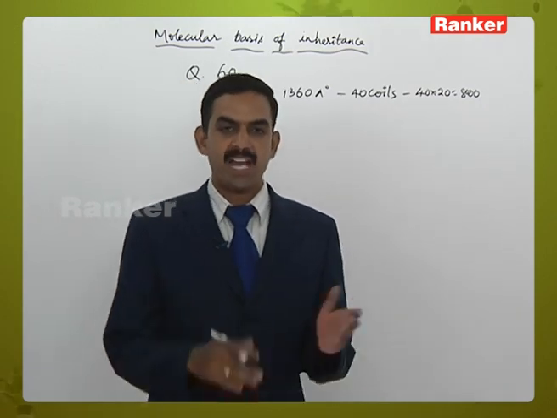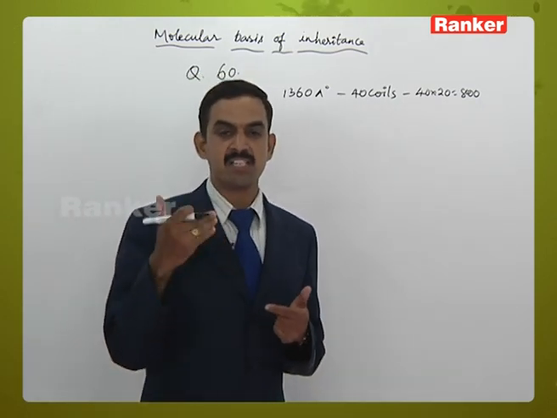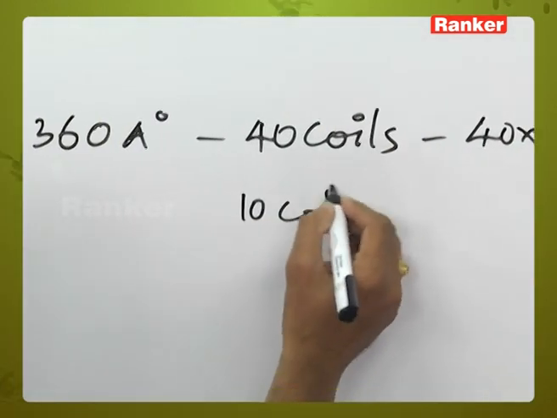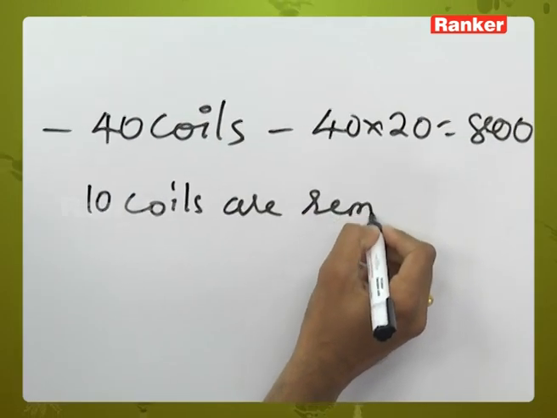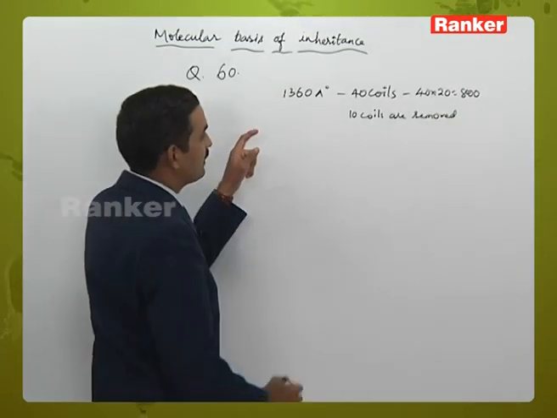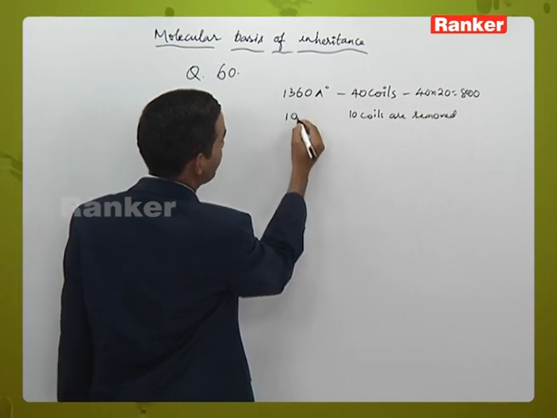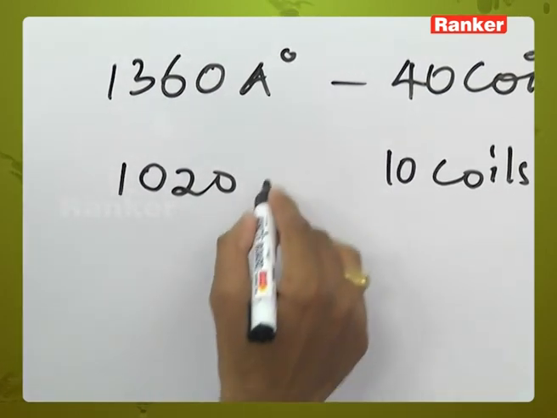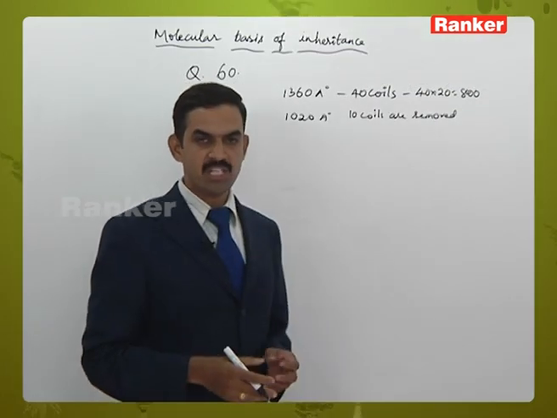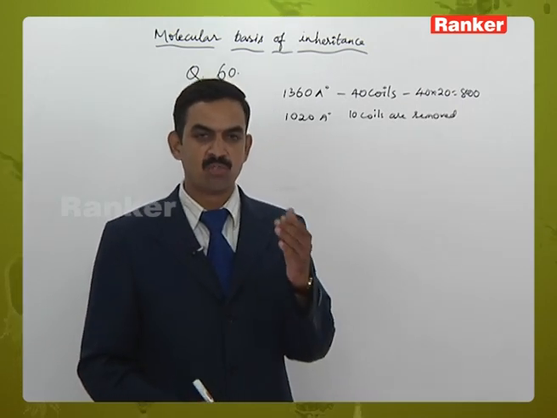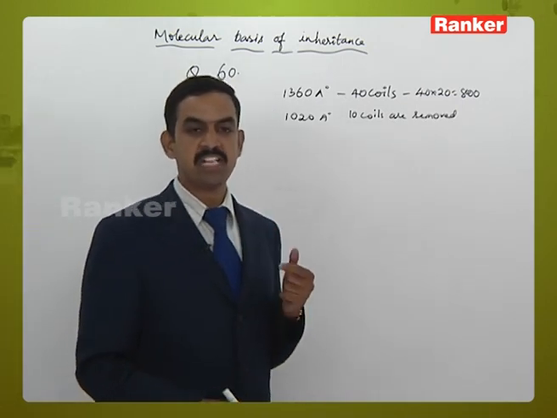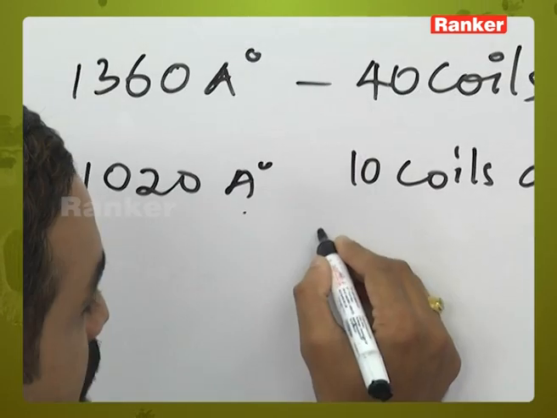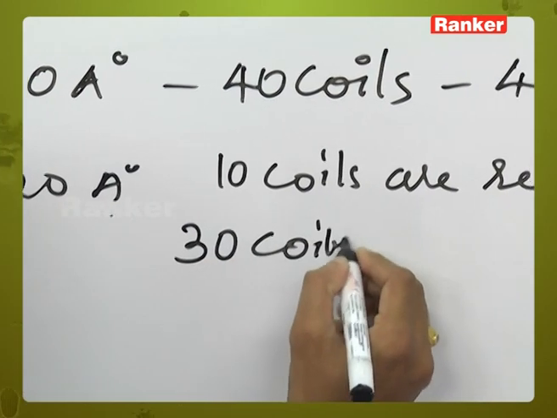But what happened is, due to inconvenience, it was cut. That means the number of coils that are removed is 10 coils. If 10 coils are removed from that DNA molecule, the length will become 1020 angstroms. Now let us come to the conclusion part. Here he is saying that 20% adenine molecules are present. So if 1020 is there, that means 30 coils are present.